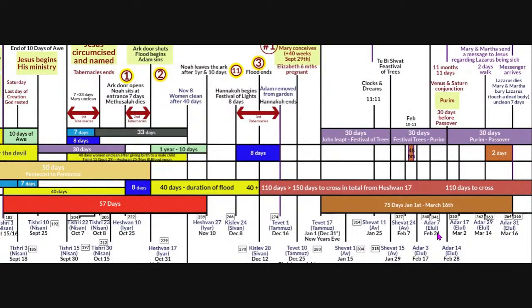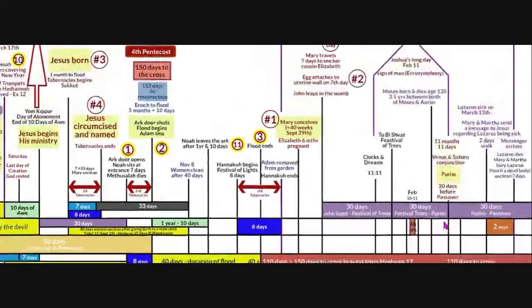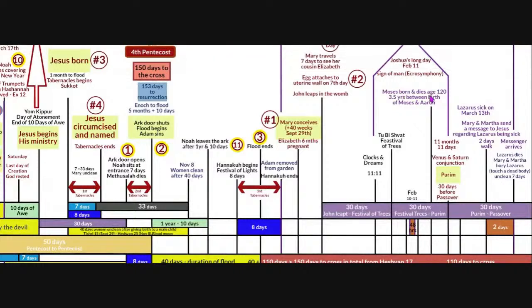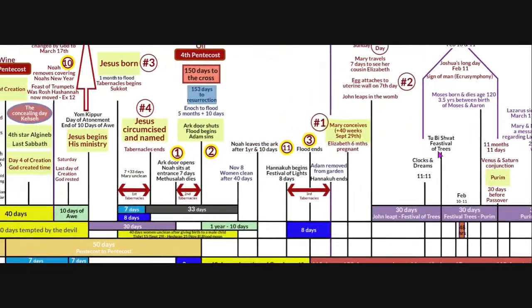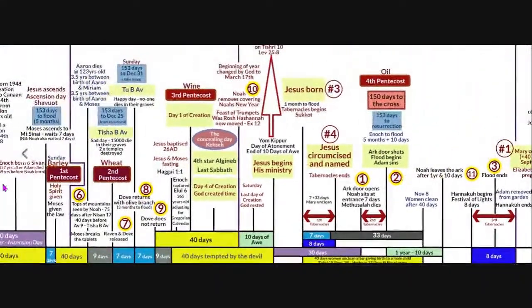This is actually February 22nd, Adar 7. And this is the day that Moses dies at 120. This is also the day he was born. It's 3.5 years between the birth of Moses and Aaron. I put Moses, Aaron, and their sister on here so that we could see. Aaron dies right here, and Miriam.